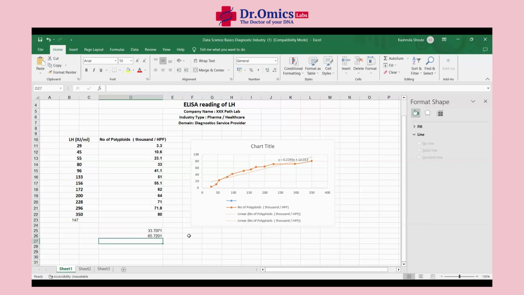So what does it mean? Are you getting it? If you have a serum concentration of luteinizing hormone of 147 international units per ml, then there is a possibility that you will have 65.7201 polyploids under an FNAC observation or a biopsy. In biopsy, what happens? We have already spoken. Identifying the polyploids is the major task. Some other tasks are also there, but for the sake of simplicity.